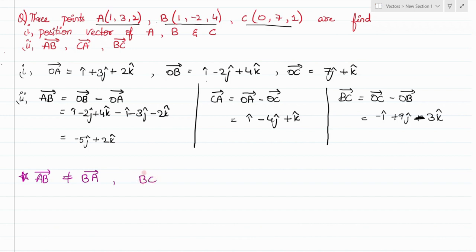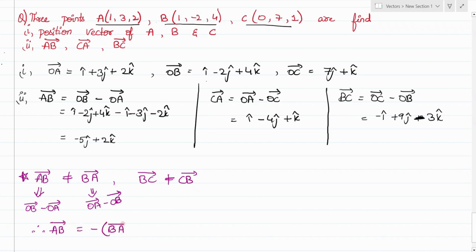One very important note over here is AB vector is not equal to BA vector. Similarly, BC vector is not equal to CB vector, and so on. Why? I already told you, AB is nothing but OB minus OA. So for BA, it becomes OA minus OB. Hence, they are not equal. They are the negative of each other, so therefore AB is nothing but negative of BA vector.